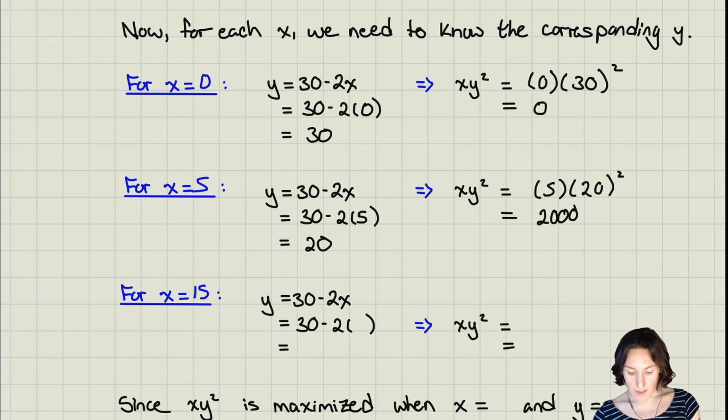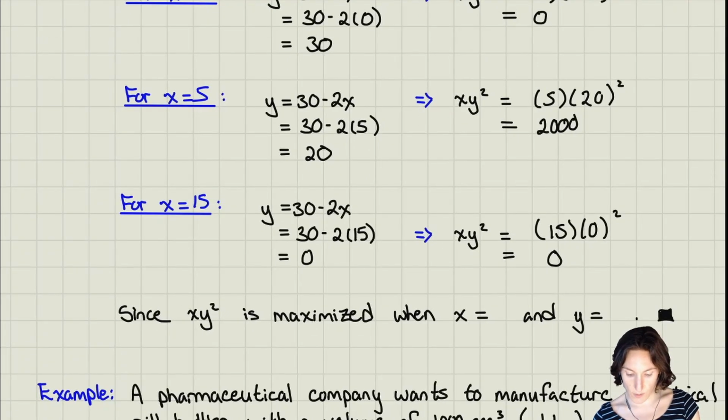And finally, if I have 15 for my x, it would give me a y of 0. So when I multiply this x and y together, I would actually also get 0. So what does that mean? It means that the xy squared is maximized if I choose my x to be 5 and my y to be 20.